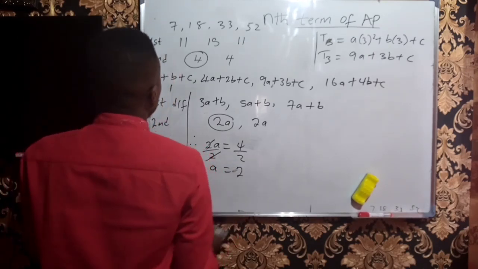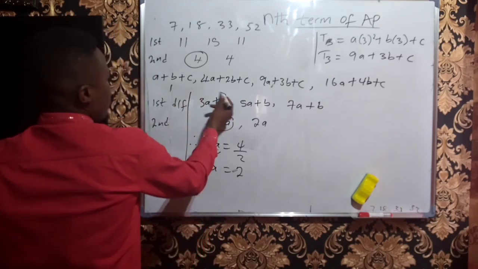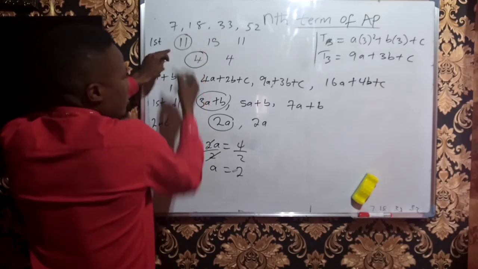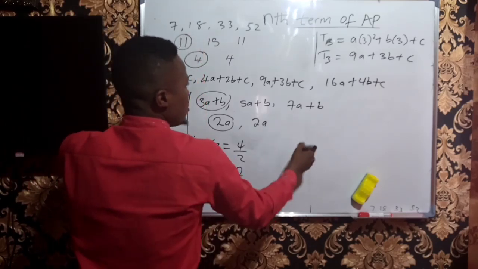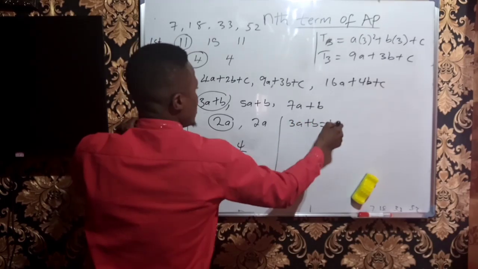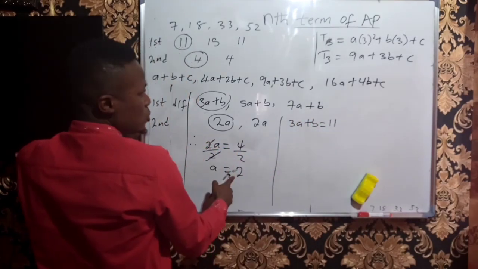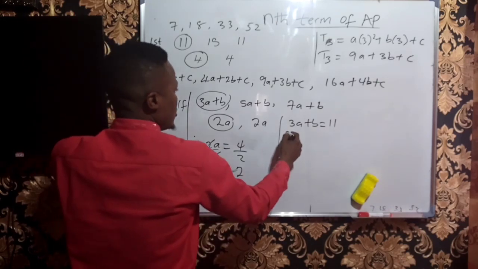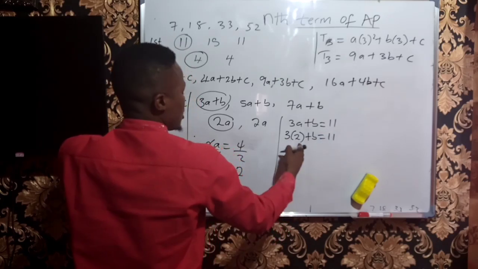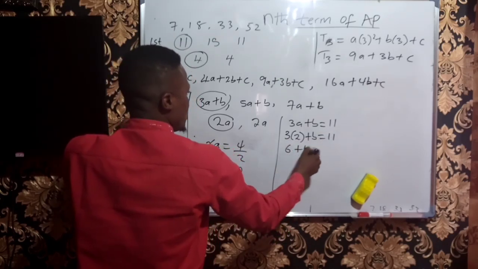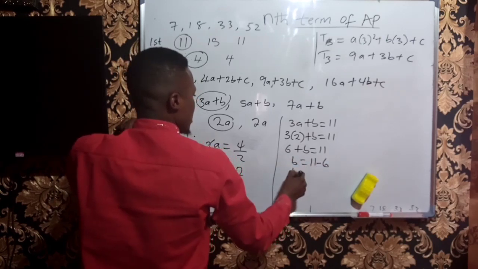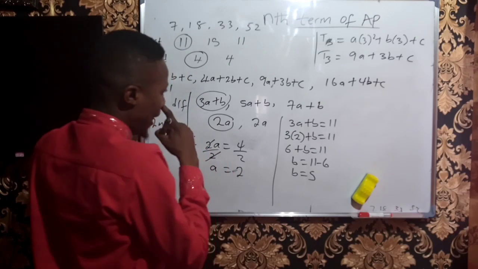Also, if you move up here in the first difference, I have 3A plus B. In the first difference here, I'm having 11. Therefore, you are not wrong if you write that 3A plus B is equivalent to 11. But our A is 2, so you plug in 2 for A. You now have 3 bracket 2 plus B is 11. 3 times 2 is 6 plus B is 11. So B is now 11 minus 6. So B will give us 5.